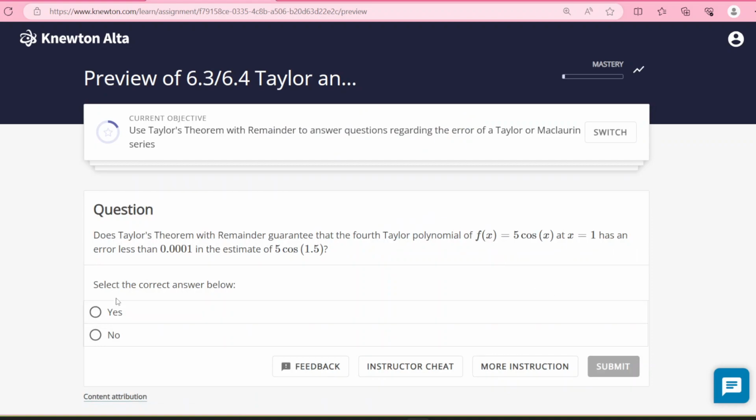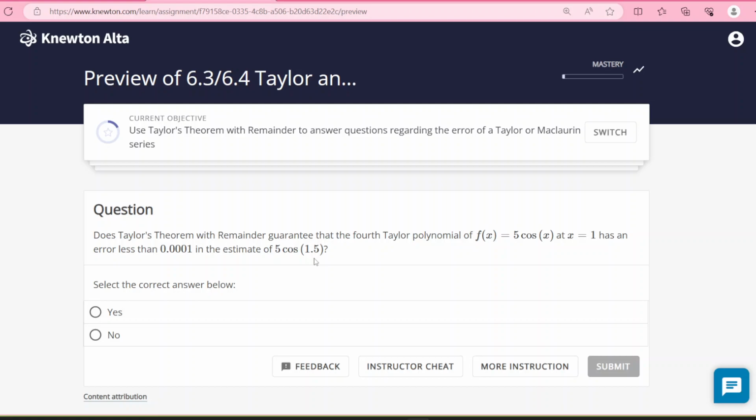All right, so this is just a yes or no question. But don't guess. Remember, don't guess, even though you get a 50-50 shot. If you get it wrong, they just make the assignment that much longer. So here, does Taylor's theorem with remainder guarantee that the fourth Taylor polynomial of this function, centered at x equals 1, has an error less than 1/10,000th, 0.0001, when you're estimating 5 times the cosine of 1.5?